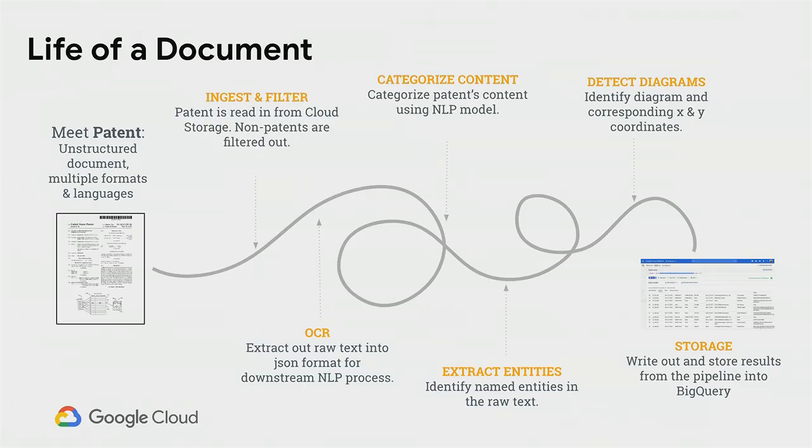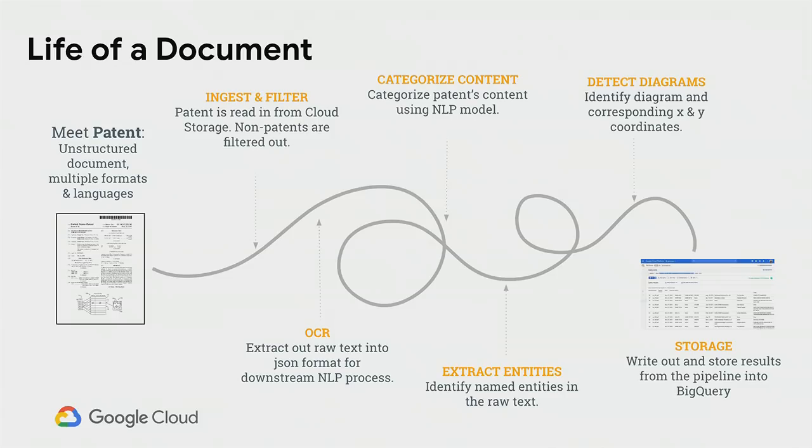So OCR is just an acronym for optical character recognition, which is used to detect and extract the text in an image and then write it out to a raw text format. So why do we need to extract out to a raw text format? It turns out that there is a lot of natural language processing that we can do on top of this raw text. For example, we can apply a content categorization model.